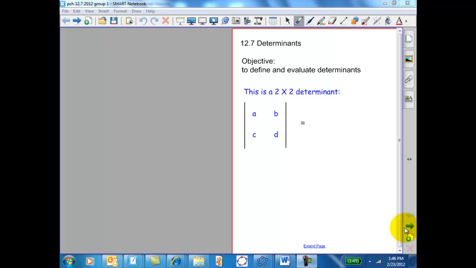Okay? So we get AD minus BC. Ever see that with a 2 by 2? Yeah. It's just the difference in the products of the diagonals.